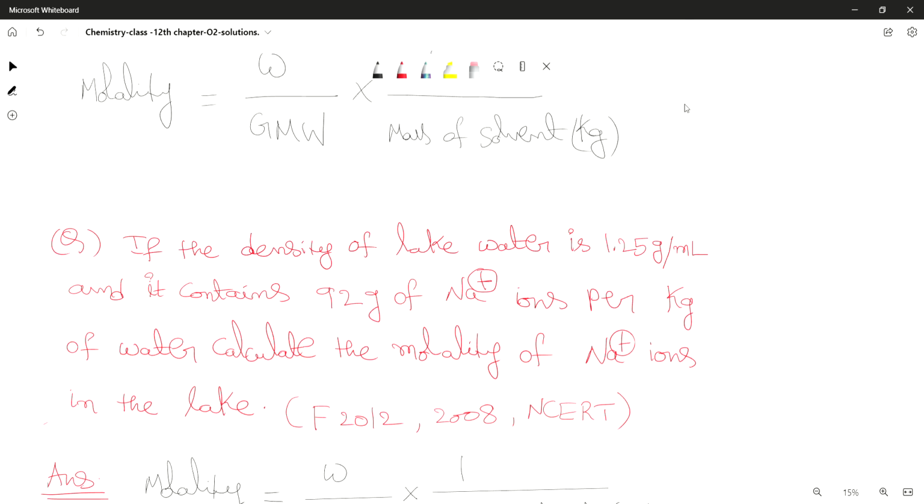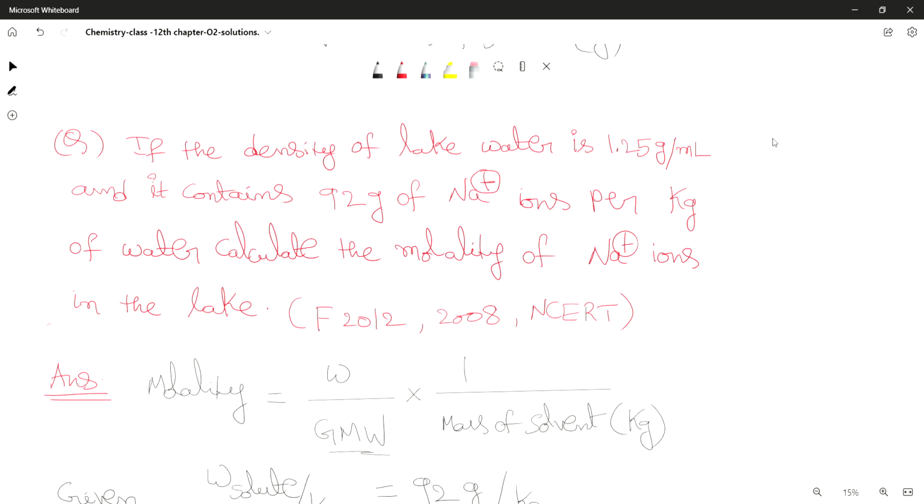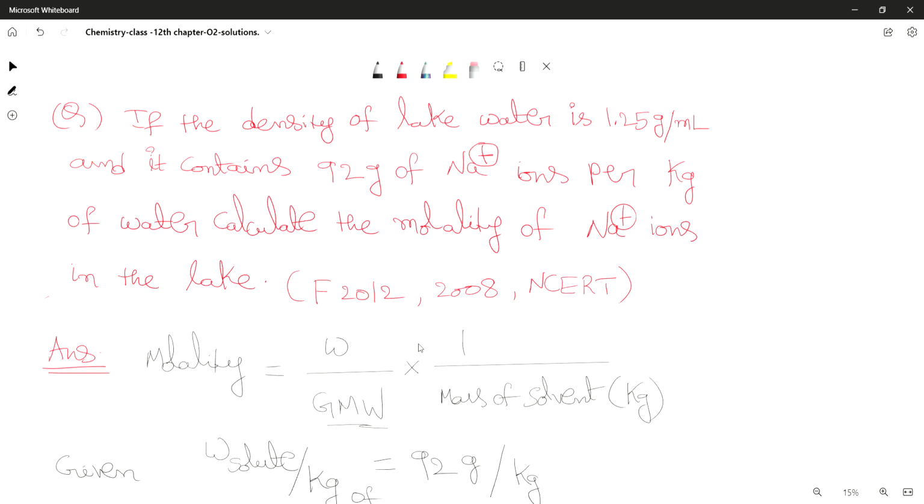Now, let us see a question based on molality. This was asked many times, in 2012, 2008, and in NCERT once or twice, and in the EAMCET examination, Andhra Pradesh. So let us see this question. If the density of lake water is 1.25 gram per ml and it contains 9.2 grams of Na+ ions per kg of water, calculate the molality of Na+ ions in the lake.